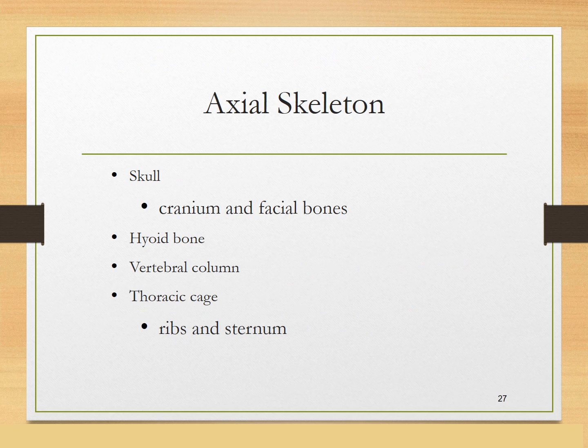Now we're going to look at the axial skeleton, and many of these bones and structures you'll also be covering in lab. The skull consists of the cranial and facial bones, hyoid bone, vertebral column, thoracic cage, including the ribs and sternum, are all part of the axial skeleton. Just think axial, straight down the center.